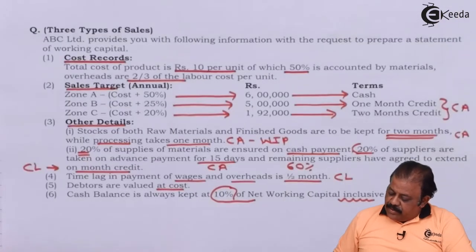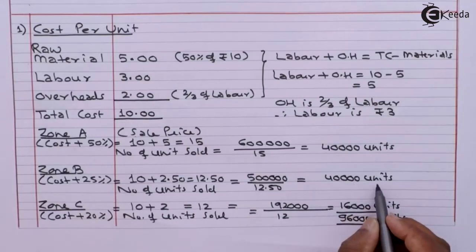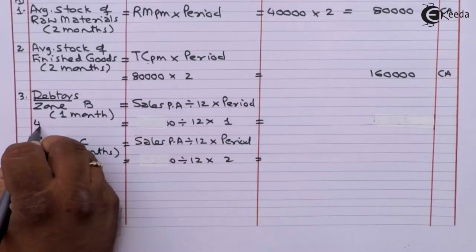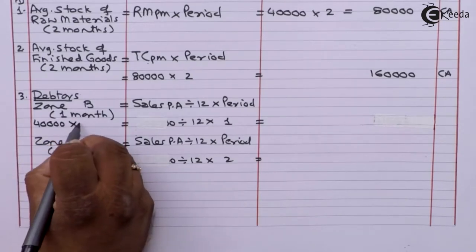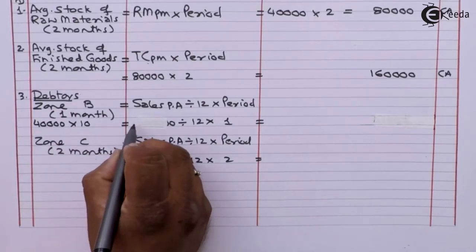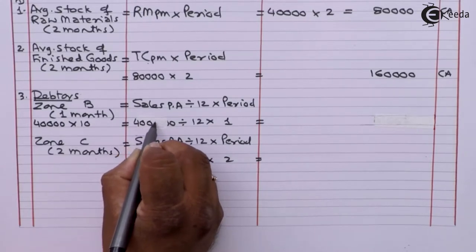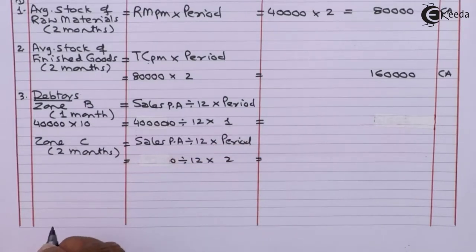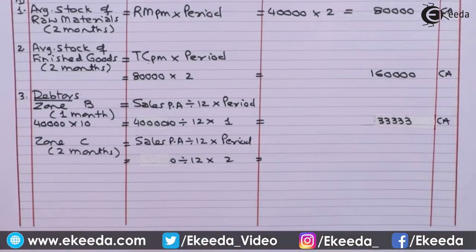Debtors we are required to calculate as per information given in the question. Debtors are valued at cost. In zone B, there is sale of 40,000 units per annum, at cost. So multiplied by total cost 10, per annum it will be 4 lakhs, divided by 12 multiplied by 1 to arrive at debtors. This 33,333 will be part of current asset.